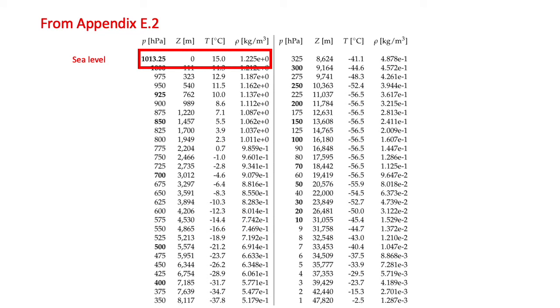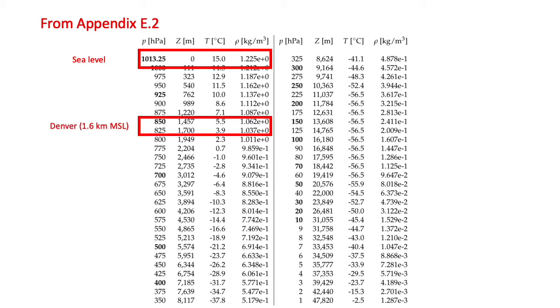Sea level, as always, is defined to be 0 in height and is associated with a defined pressure of 1013.25 hectopascals. Again, that's a standard value. That's not necessarily the value on any particular day. And it has a temperature of 15 degrees Celsius. And these two factors, the pressure and the temperature, combine to give you a density of about 1.25 kilograms per meter cubed.